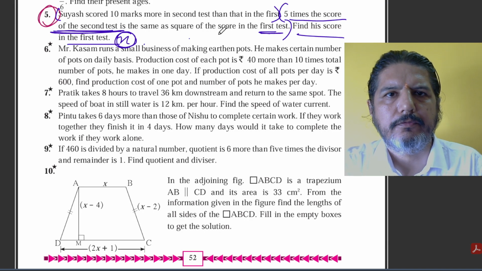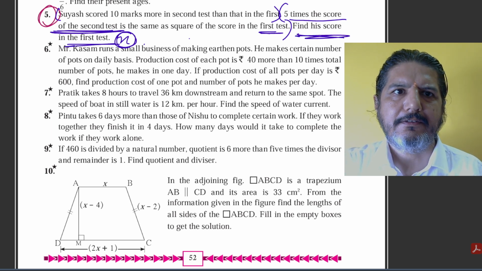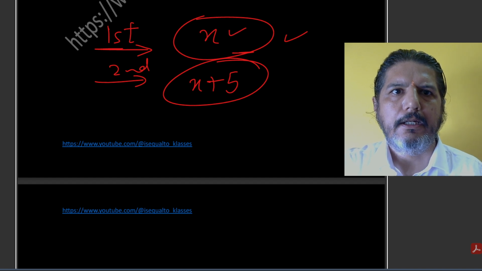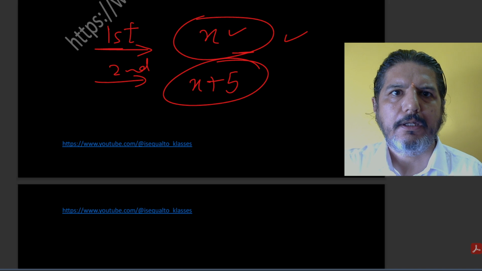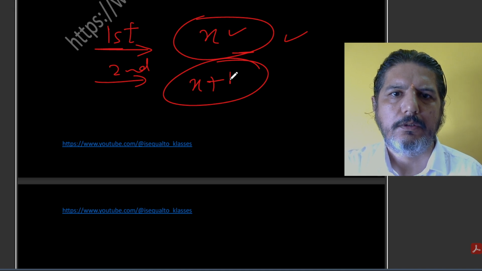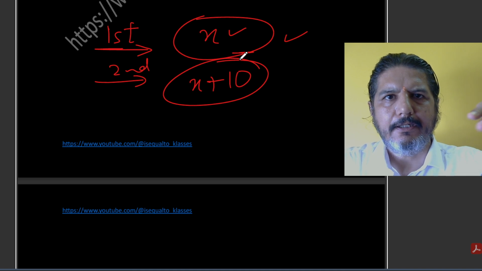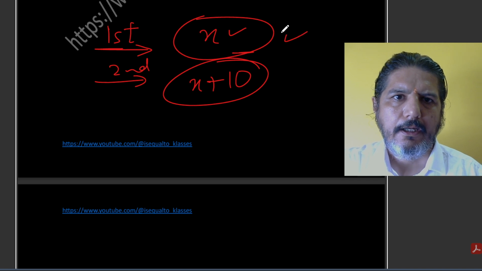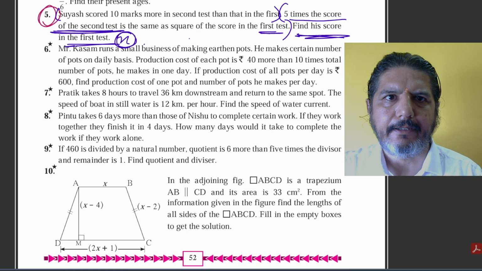So what are the lines I have used till now? I have used this line, find a score in the first test. I assume that to be x. Then I have used this line, Suyash scored 10 marks more in the second test than in the first. So this would be 10. So in the first test, we assume that he has scored x, and from line number 1, we came to understand that in the second, he has scored x plus 10 marks. Now let's look at the second line.